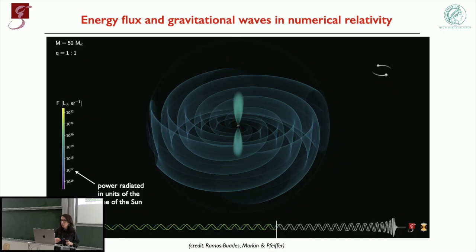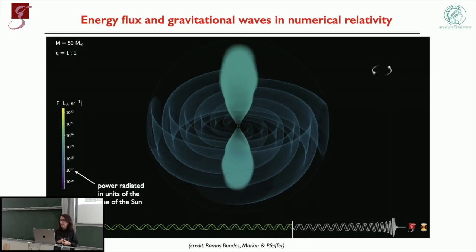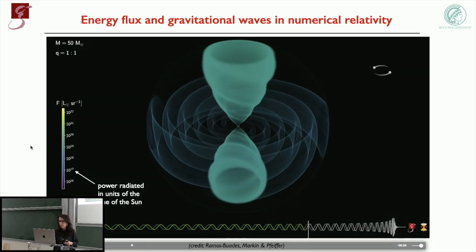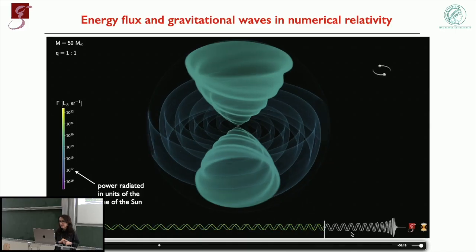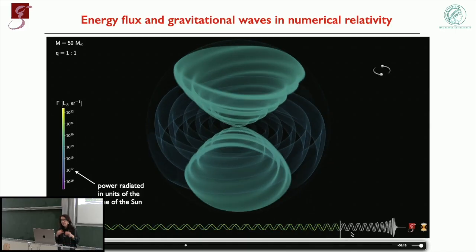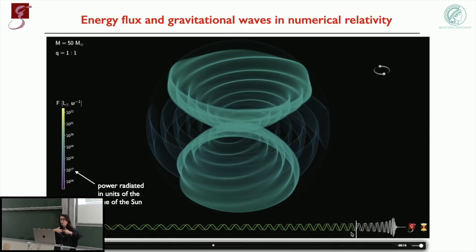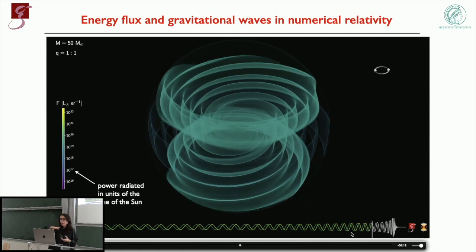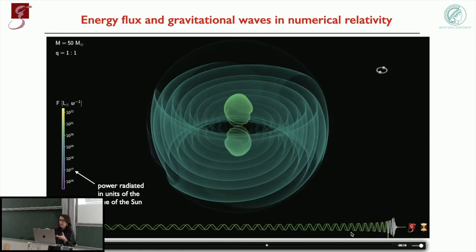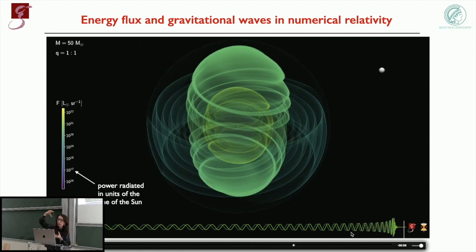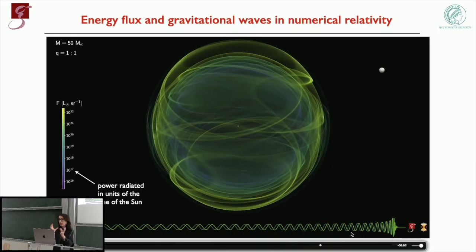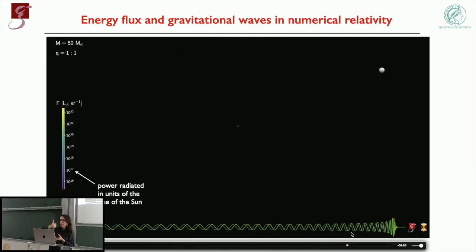So I'm showing you here a numerical relativity simulation. You see in the bottom the plus and cross polarizations of the gravitational waves, and in the main part is the flux of radiation. For an equal mass non-spinning binary, you see these blobs coming out. Actually, the radiation is everywhere, but in particular perpendicular to the orbital plane of the binary.